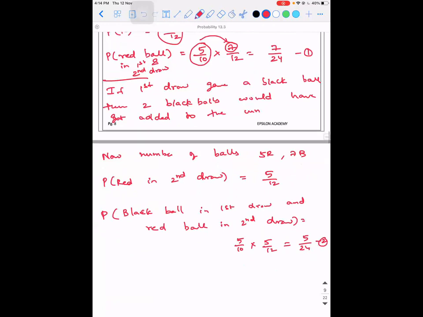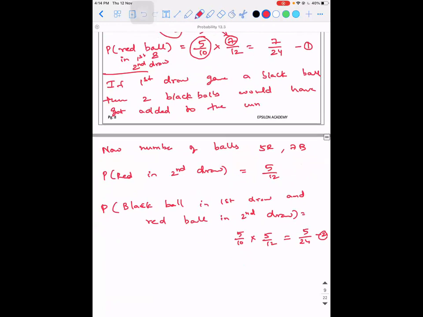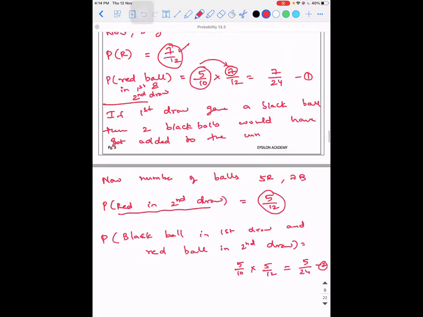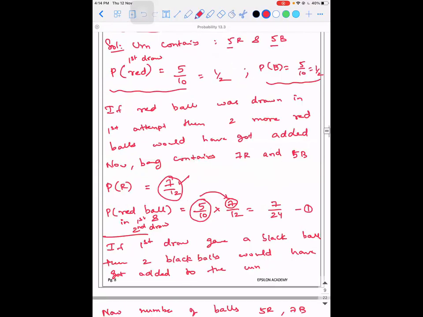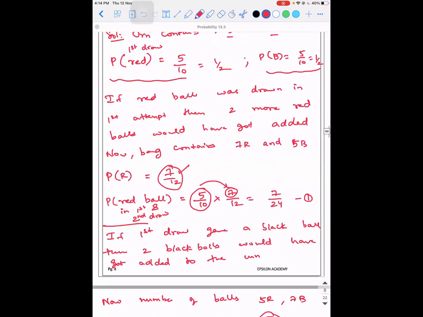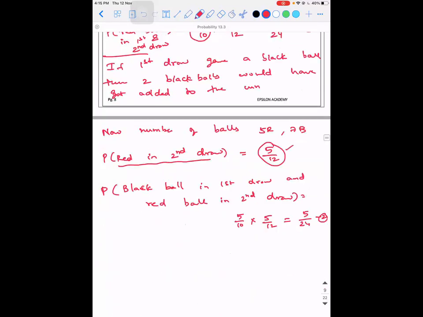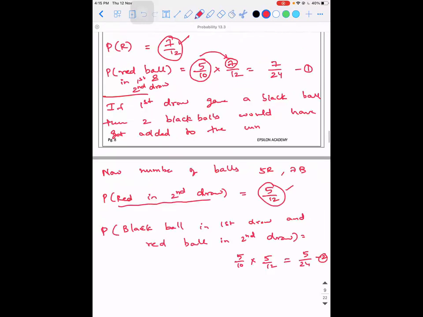Sir, can you repeat that point, sir? Which point? The last one, sir. See, here the probability of a red ball in the second draw is 5 by 12. Did you understand why it is 5 by 12? Yes, sir. Because in the first attempt you got a black ball, so you added only black balls. But what is our objective? We need a red ball. Our objective is to find the probability of getting a red ball. So the numerator didn't get affected. The denominator got affected. So now observe, it became 5 by 12. Initially, it was 5 by 10.